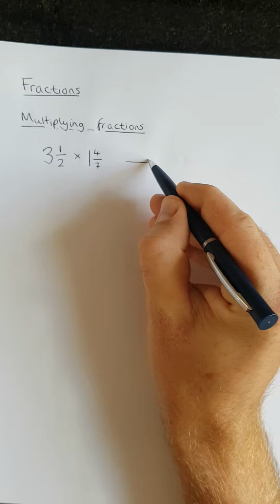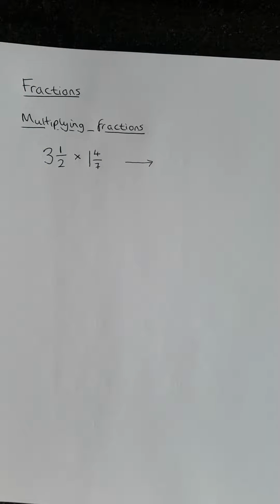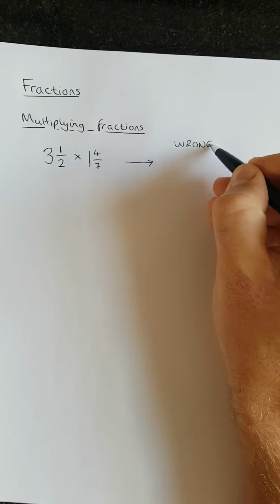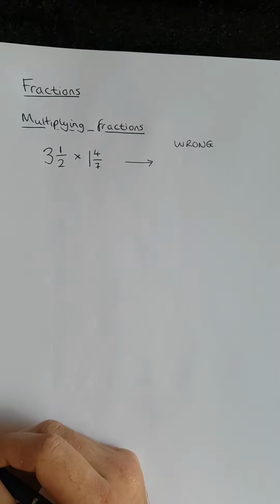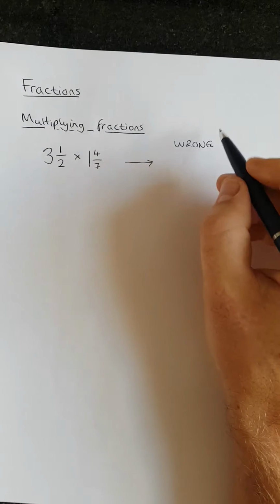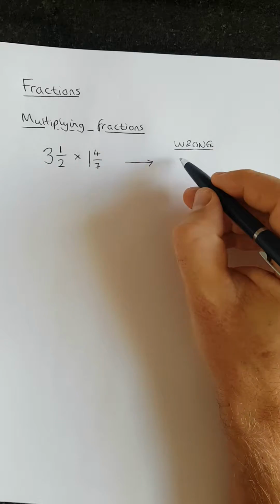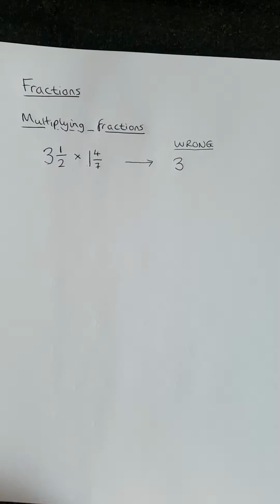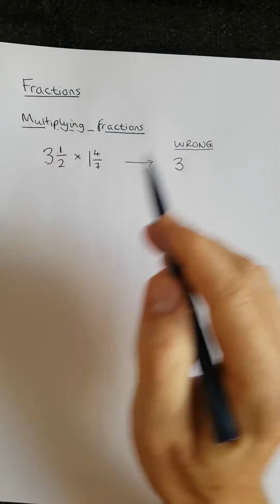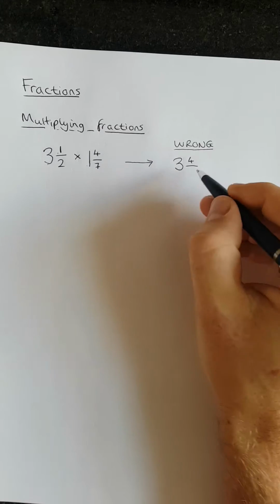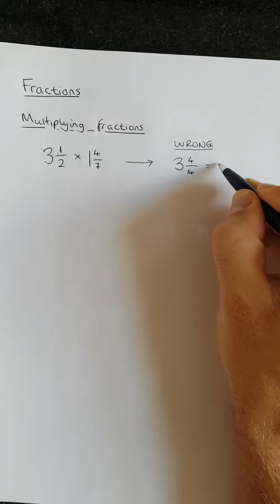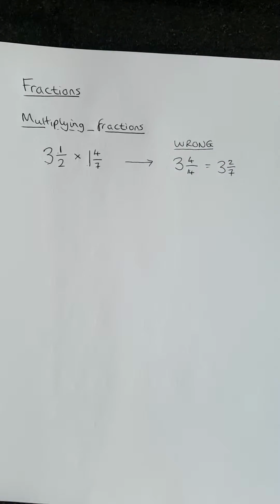I'm going to give you a common answer that students give, which unfortunately is wrong. But it is not a silly idea, it's just not correct. Students do the following. 3 times 1 is 3. Then they do 1 times 4 is 4. 2 times 7 is 14. And then they simplify it to get that.